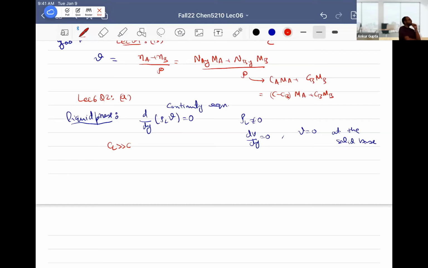Any other questions here? Yes, please. Correct, in the B phase. So you can also apply that. Great question. So let me just answer the question. You can also apply this in the gas phase. Then it will be d by dy of rho v is equal to 0, right? Because rho v is constant. Great question. So that's a great observation.